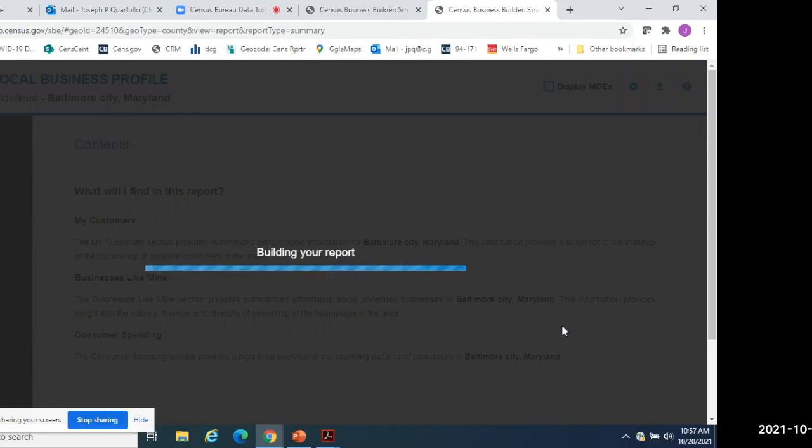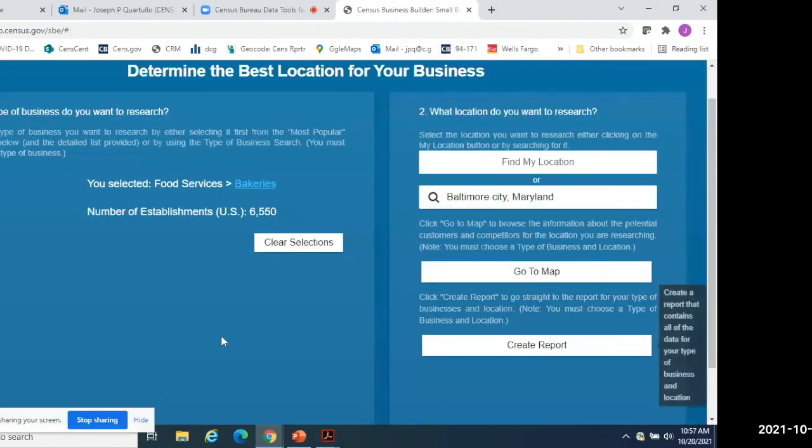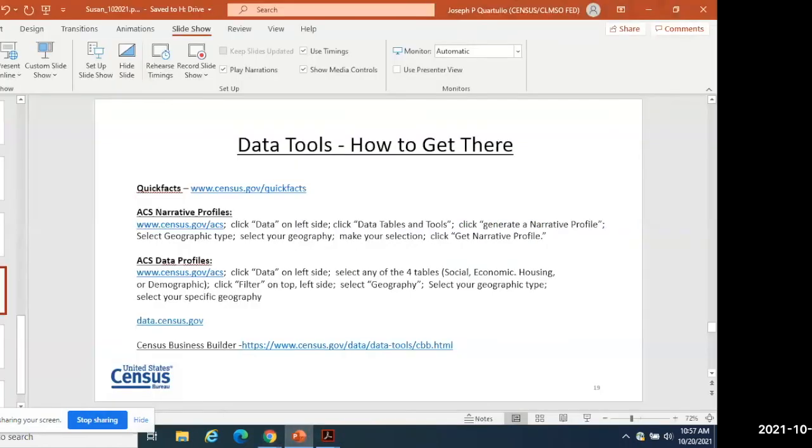So this Census Business Builder, this is great for people that are thinking of opening a business, because you could get a lot of information about what's already in the specific area that you're thinking about opening. For example, a bakery, if you see that there's a lot of bakeries in Baltimore City, you might want to rethink that. You might want to rethink the type of business that you open, or you might want to rethink where you open it. It doesn't look like this is going to load, and I apologize for that. You can try it yourself. You have the link here for Census Business Builder.